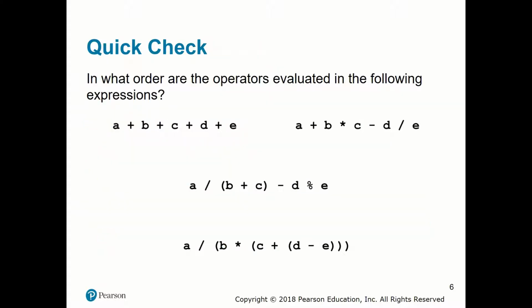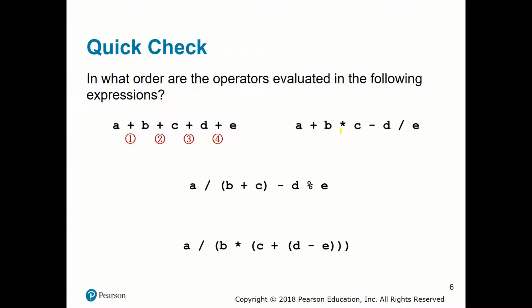Let's do a quick check. In what order are the operators evaluated in the following expressions? Let's think about the first one. In this expression, since the same operator plus is connected continuously, we evaluate it from left to right. So this plus is the first operator to be evaluated, and this is the second, third, and fourth. So this is the order of operation of this expression.